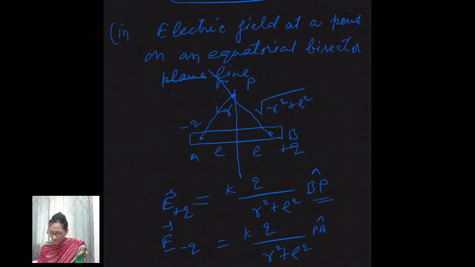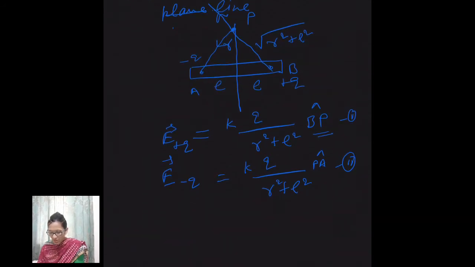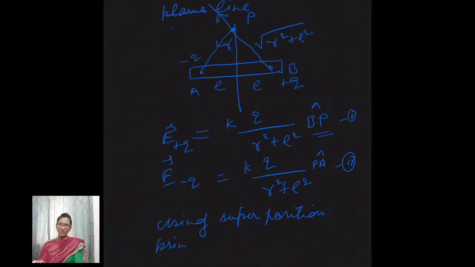So 1 and 2, we have two electric fields. Now to find the resultant of the two, using superposition principle, net electric field is equal to E positive plus E negative.